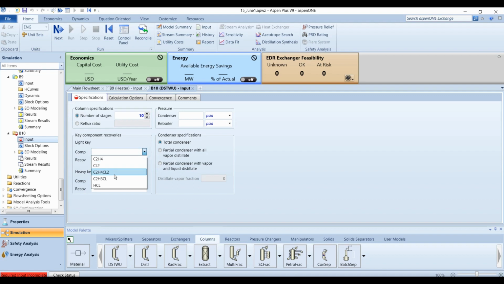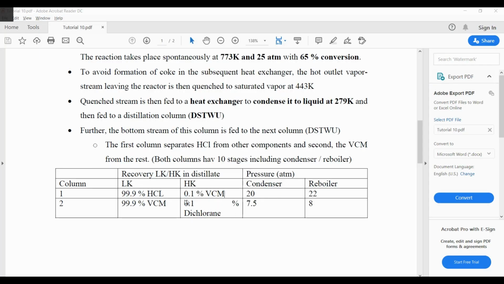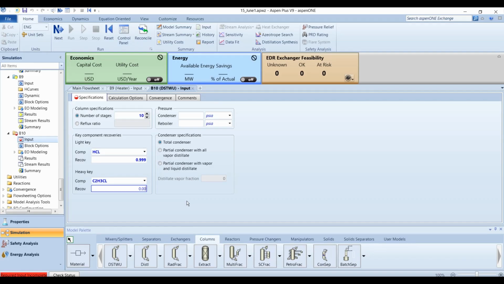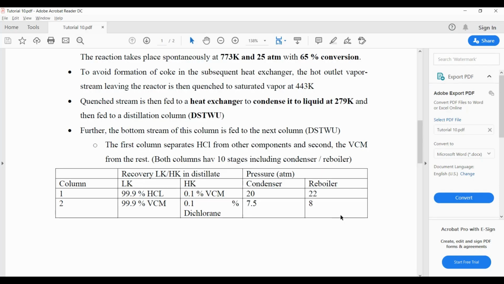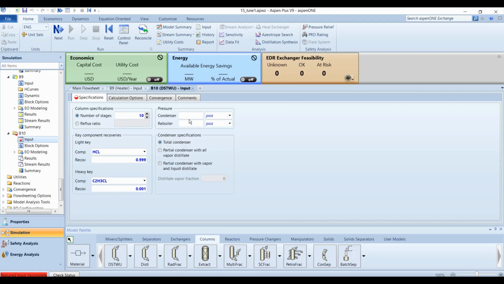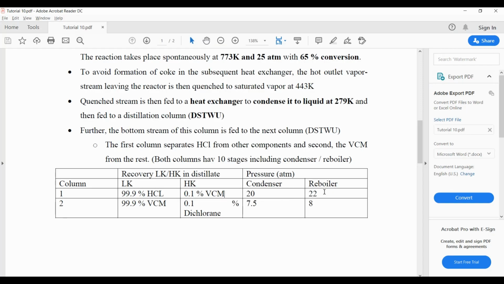So I will select HCl, and its recovery is 0.999. The heavy component is VCM, vinyl chloride monomer, and its purity is 0.1%, so 0.001 fraction. Understand that these recoveries are for the top. Now the pressures are 20 atmospheric pressure and 22 atmospheric pressure in the condenser and the reboiler respectively.